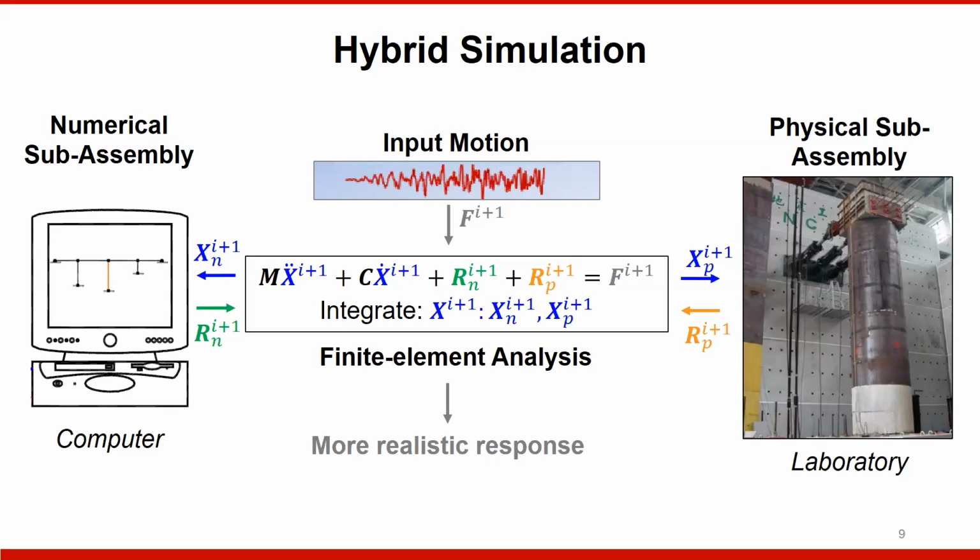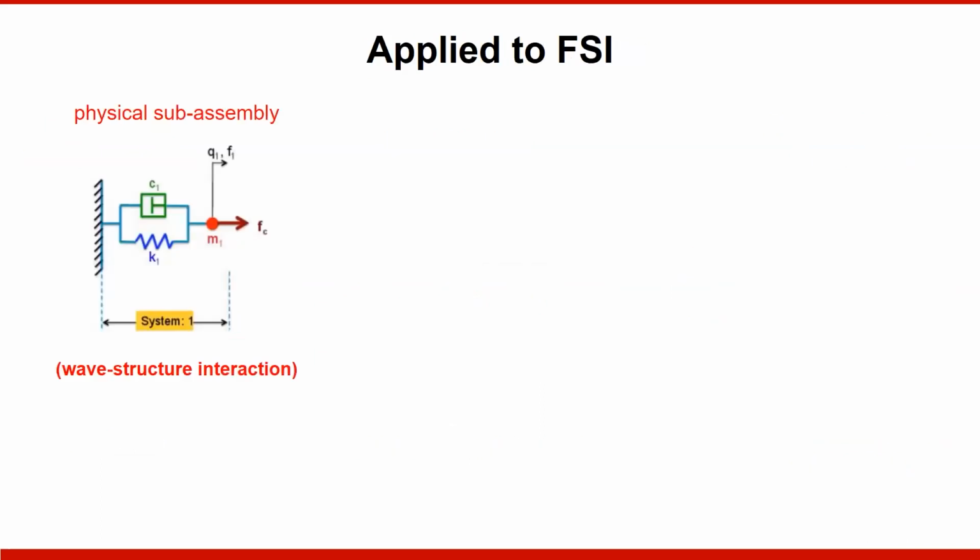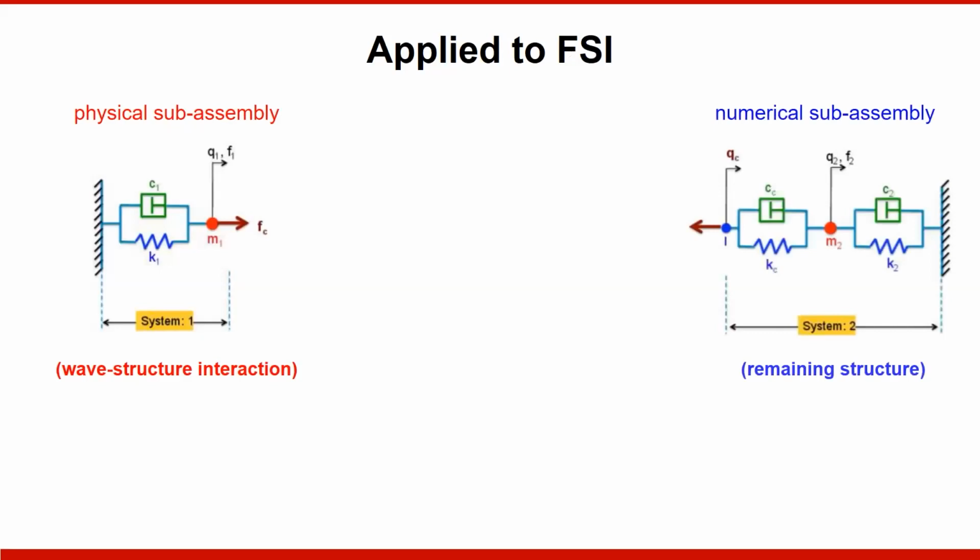And so we thought we could apply this concept of partitioning the problem between a numerical and physical part to fluid structure interaction, except we have a more severe partition in that the fluid, in this case, we model physically, and it would then interact with some sort of numerical model representing the remaining structure. And the hybrid simulation is really the compatibility between these two systems. So it's going to make sure that we have as much as possible equilibrium and compatibility between the physical and numerical subassemblies. That's what that equation of motion is doing.